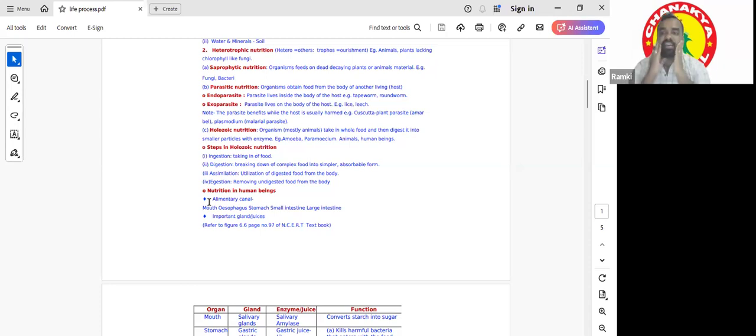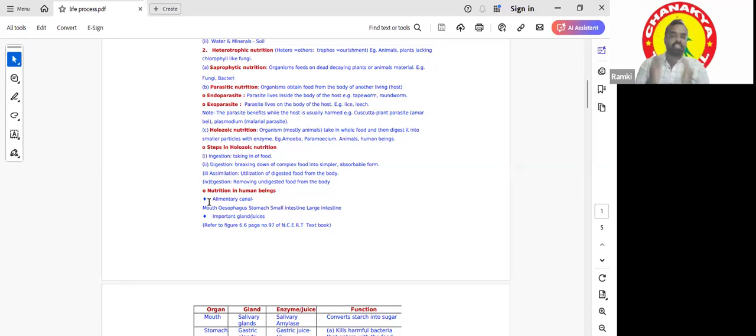Okay, so we have the mouth, buccal cavity, tongue. Then pharynx, larynx, then esophagus, stomach. The small intestine consists of 3 parts: duodenum, jejunum, ileum. The large intestine also consists of 3 parts: colon, rectum, anus.